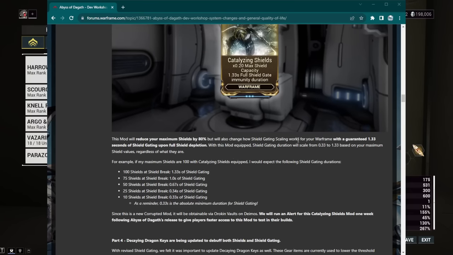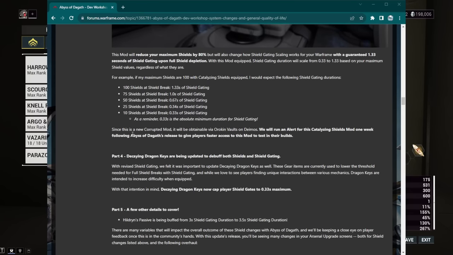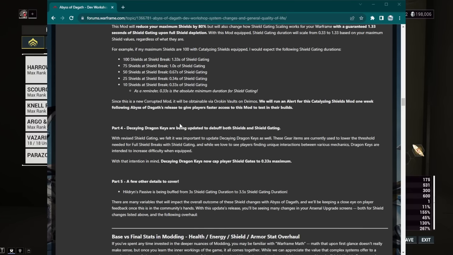Okay, so reduce it overall by 80%, and you'll get it from the Abyss of the Goth alerts. So here, Decaying Dragon Key now caps player's shield gating to 0.33 maximum. You can't play the system. You can't be like, okay, did Pablo forget this one little thing? He did not forget that one little thing. If you have the Decaying Dragon Key equipped, your shield gating is capped to 0.33 at max. It is actually really, really bad if you have this equipped now. So don't have that equipped anymore. And that's just how it is. You only equip the Decaying Dragon Key to open the Isolation Vaults, which are now called the Decaying Dragon Key Vaults. So keep that in mind.